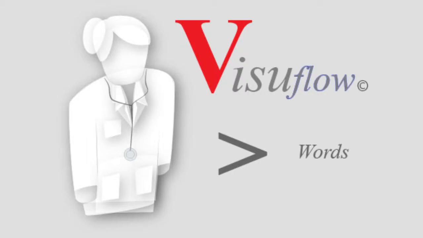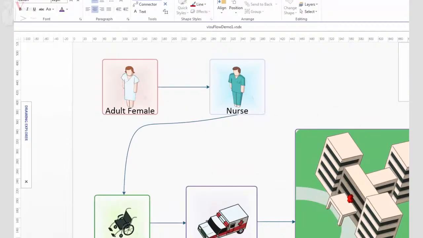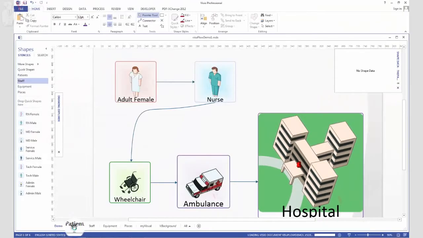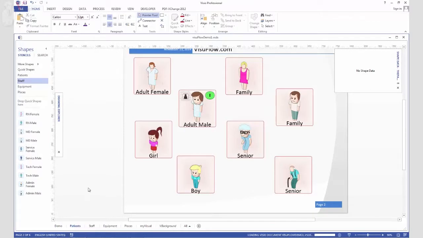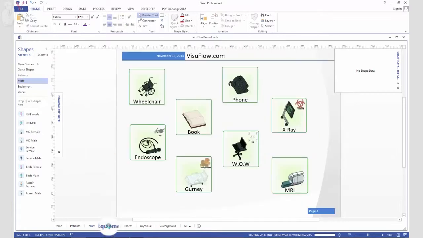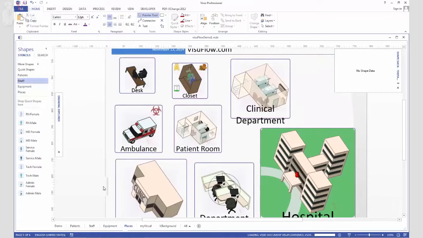I'll be covering what you can do when you combine VisuFlow with Microsoft Visio. What do you think are the main components in a medical center? There's the people, the equipment, and places. The most important people are the patients and their family members. Then there are the staff that take care of the patients, the equipment that the staff uses, and the places where the equipment is stored and people go to and from.